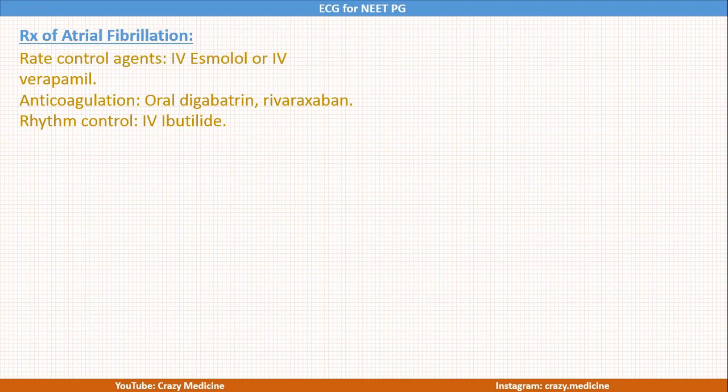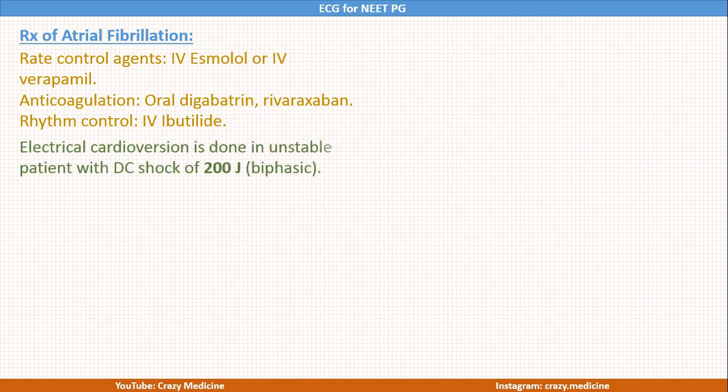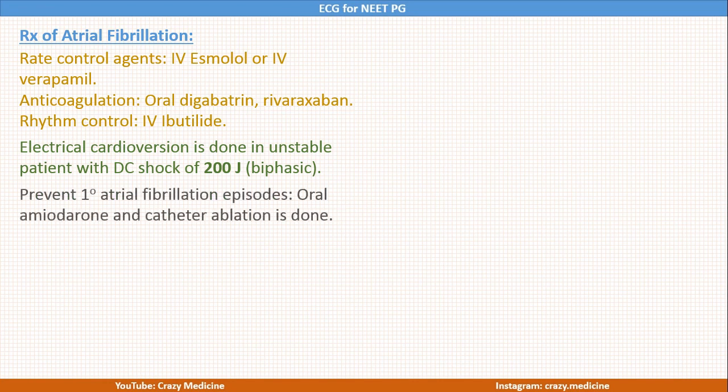Treatment for atrial fibrillation includes rate control agents like IV esmolol or IV verapamil, anticoagulation with oral dabigatran or rivaroxaban, then rhythm control with IV ibutilide, and electrical cardioversion is done in an unstable patient with DC shock of 200 joules. And to prevent recurrent atrial fibrillation episodes, oral amiodarone and catheter ablation are done.